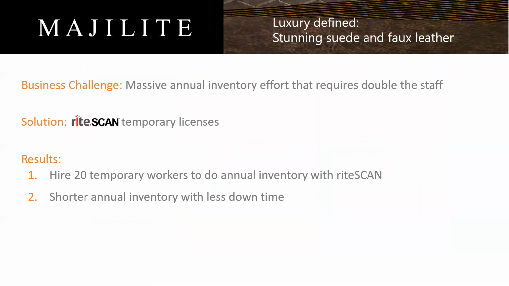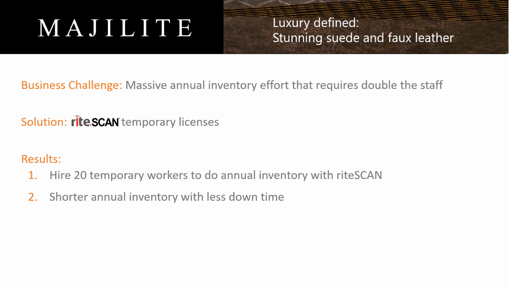MAJILITE is a company, Meridian Industries. They're based out of Massachusetts, and the company manufactures and distributes high-performance material for upholstery and wall coverings. MAJILITE employs roughly 140 people and operates in a 165,000 square foot manufacturing facility. Their business challenge is that each year MAJILITE does a massive annual inventory that requires double the staff to conduct. And it takes them a considerable amount of time and effort to conduct this.